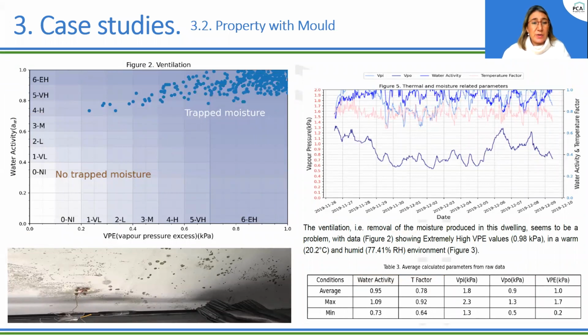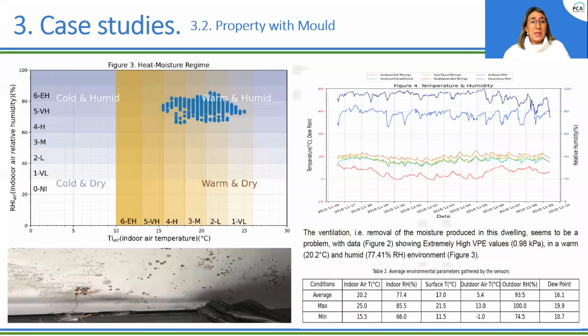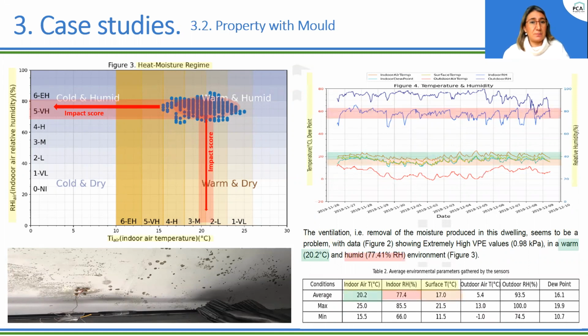Then the assessment of ventilation, we can see how the vapor pressure excess is causing an extremely high moisture imbalance in the property, which is characterized by high vapor excess values, actually very high, 0.98 kilopascals, and very high water activity values. And then we can see how the data falls in an environment of a warm and humid environment, where the impact of having high humidities to cause imbalance is very high, and the impact of having low temperatures is low because the environment is warm. It's a warm and a humid environment.